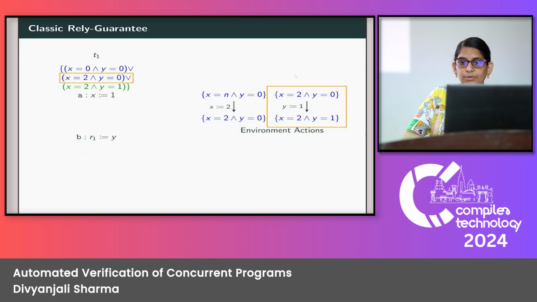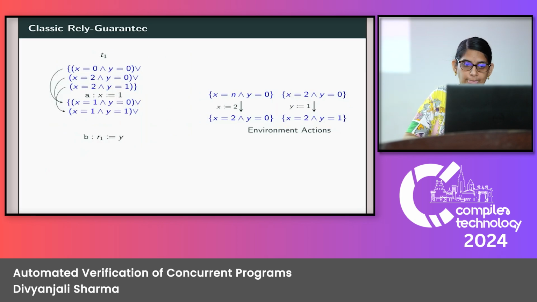Then this enables the second environment action, which should also be included. So what we get is that x equals 2 and y equals 1 is also possible.